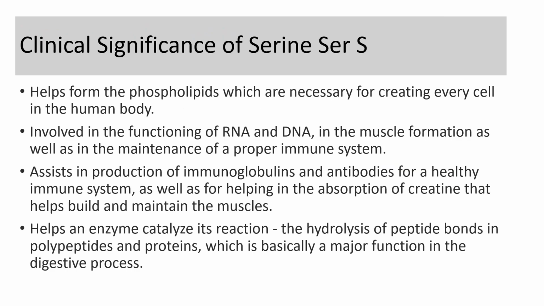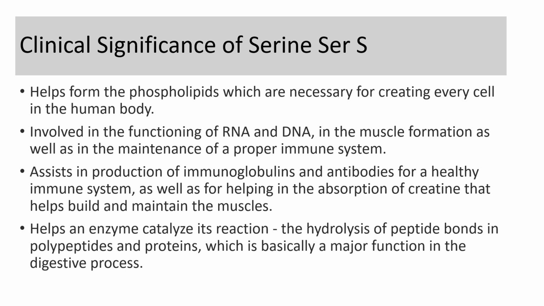Clinical significance of serine. It helps form the phospholipids, which are necessary for creating every cell in the human body, right? So phospholipid bilayer, when you study cell biology, we will study some phospholipid bilayer. It is involved in the functioning of RNA and DNA, in muscle formation, as well as in the maintenance of a proper immune system. We also talked about cysteine, which helps with WBC and maintenance of the immune system.